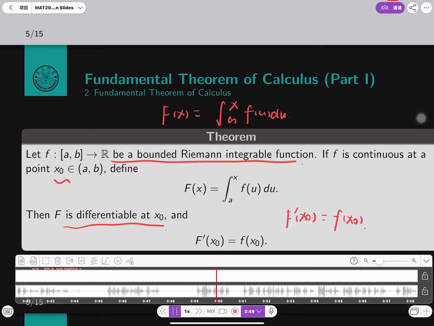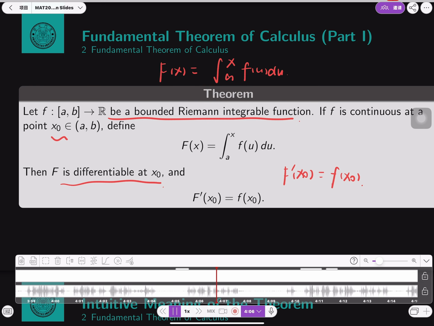The theorem tells us that big F is differentiable at x0 and its derivative is exactly small f(x0). In other words, differentiation reverses integration at points where the function is continuous. This is the statement of the theorem.